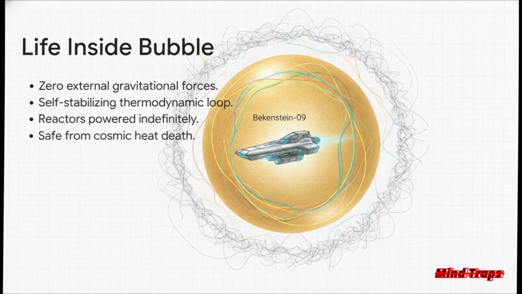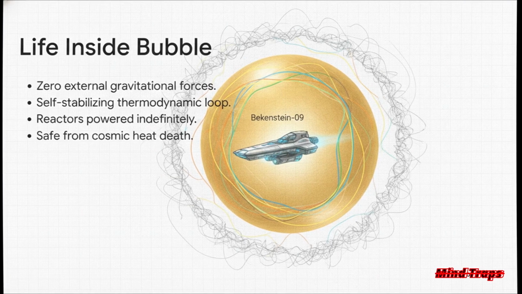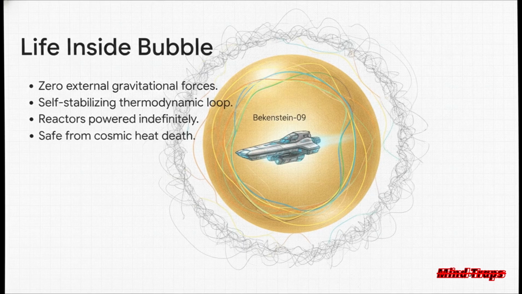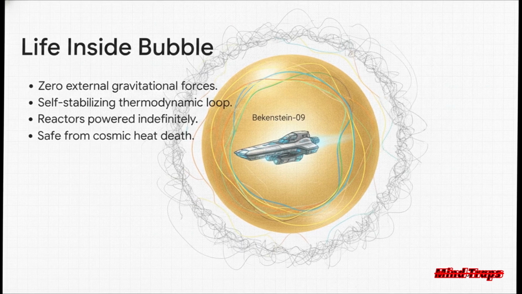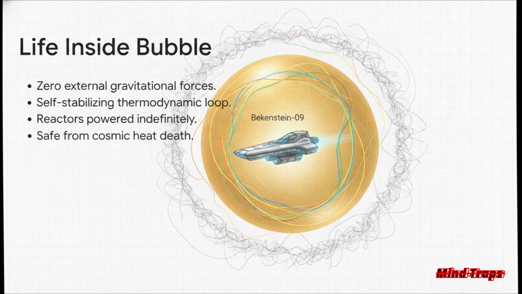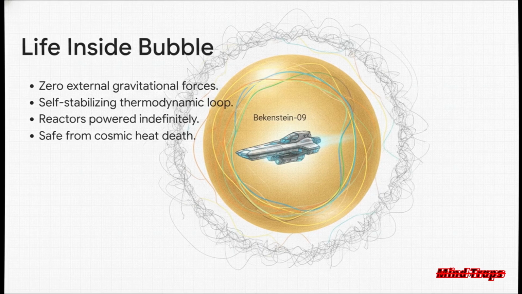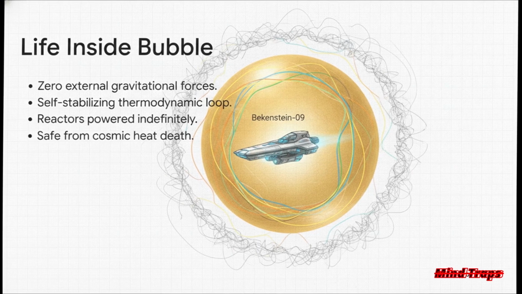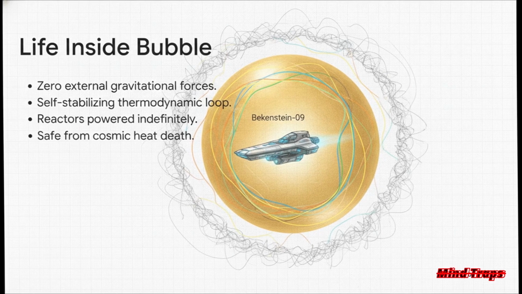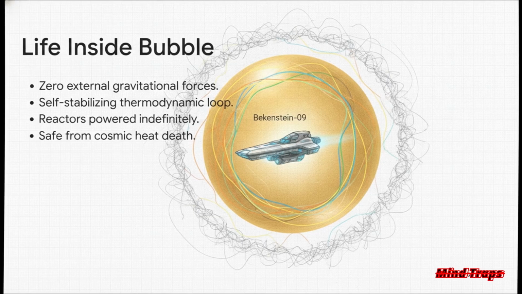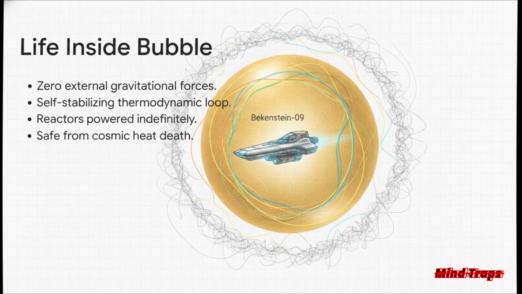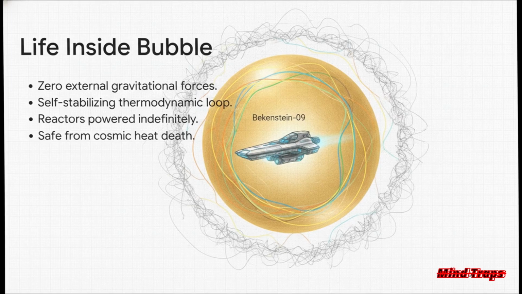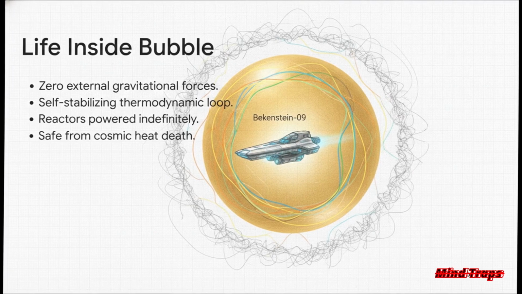There are zero external gravitational forces. The laws of thermodynamics are subtly shifted into this dynamic, self-stabilizing loop. The ship's reactors can now run indefinitely on the ambient metric potential of the bubble. Elena and Marcus are finally safe from the cold heat death of the universe. The Weaver used the raw chaos of a supermassive black hole to build them a permanent sanctuary.